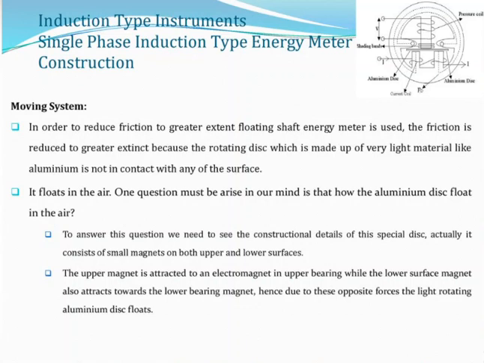One question must arise in our mind: how does the aluminum disc float in the air? To answer this question, we need to see the construction details of this special disc. Actually, it consists of small magnets on both the upper and lower surfaces. The upper magnet is attracted to an electromagnet in the upper bearing, while the lower surface magnet is also attracted towards the lower bearing magnet. Hence, due to these opposite forces, the light rotating aluminum disc floats. Okay.